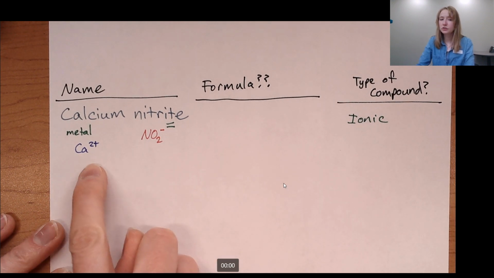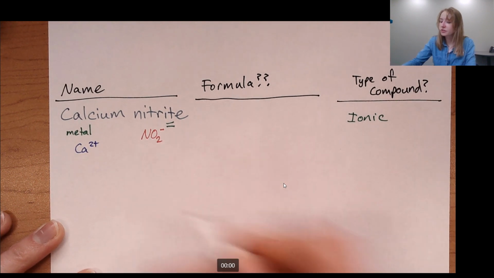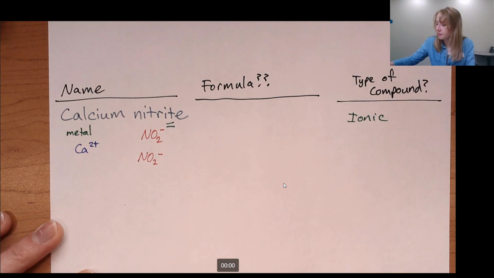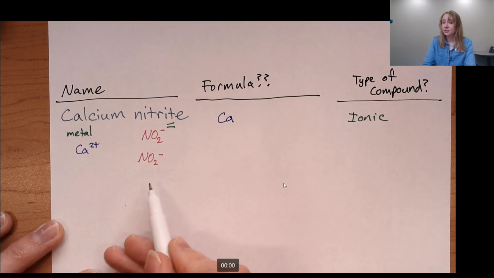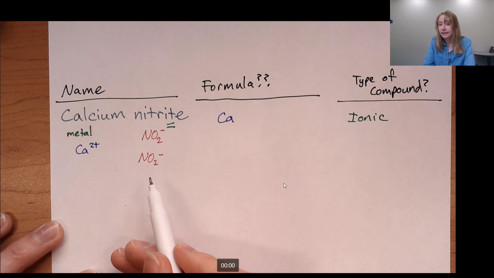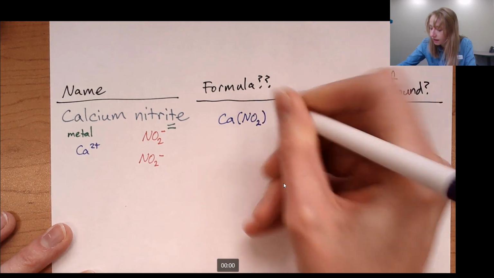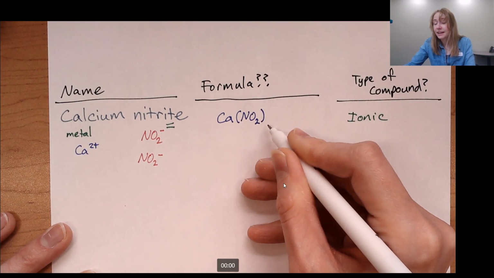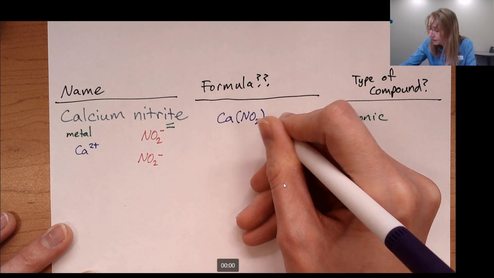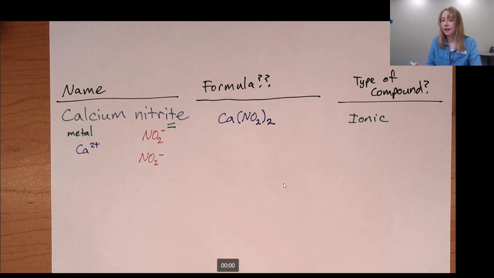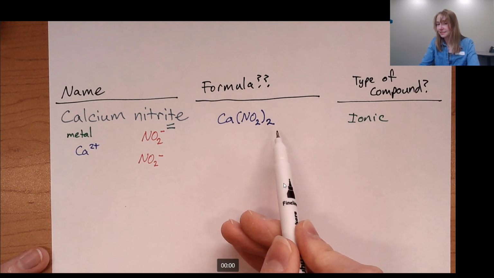So I have 2 positive charges from the calcium ion, but only a -1 charge on the nitrite. So I am going to need 2 of those to balance out the positive charges. So I'll have 1 calcium and 2 nitrite. Now, since I have a polyatomic ion and I need 2 of them, I'm going to put the nitrite inside parentheses. And then I'm going to add a subscript indicating how many of those nitrite I have. So I have 2. And so I get the formula Ca(NO2)2.